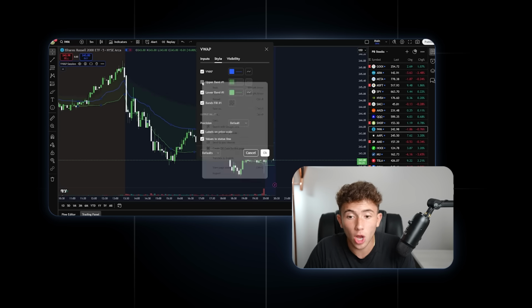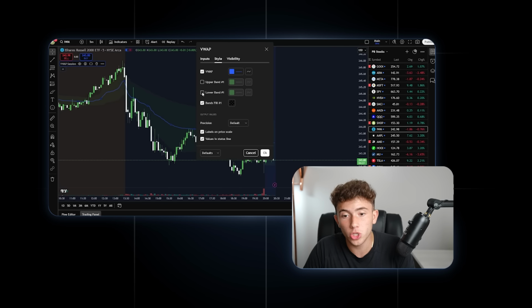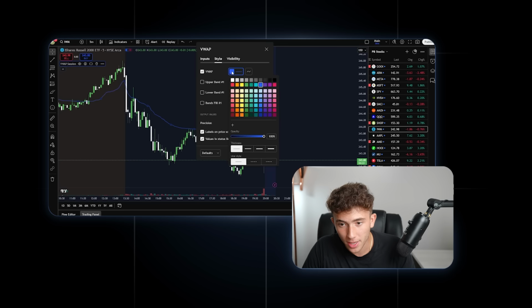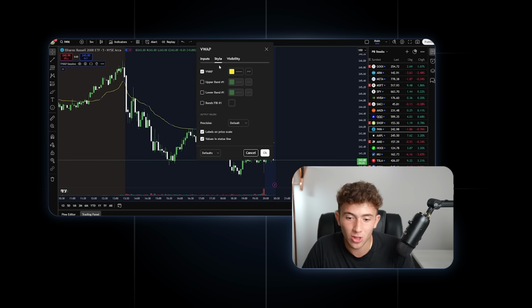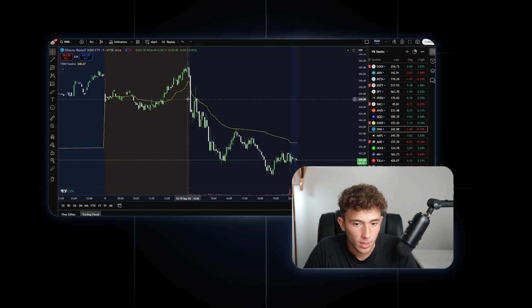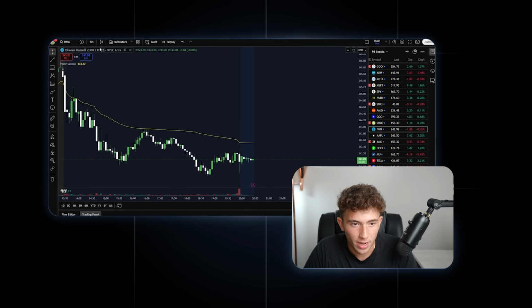You're going to uncheck upper band, uncheck lower band, uncheck band fill, stay on VWAP, and I like to make it yellow because that's just the color of VWAP. It's got to be yellow. So once we have our VWAP, that's it. As simple as that. We click OK. And we have obviously our extended hours and all that.